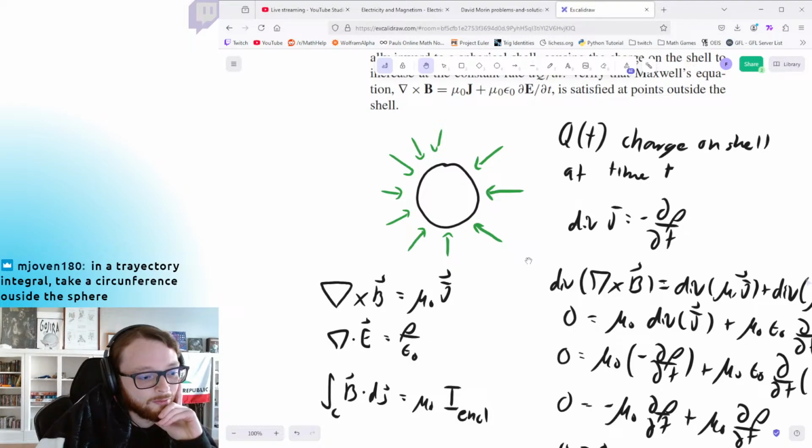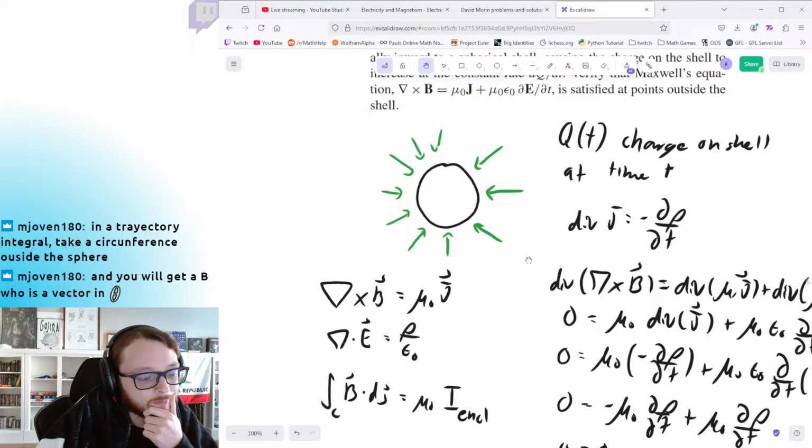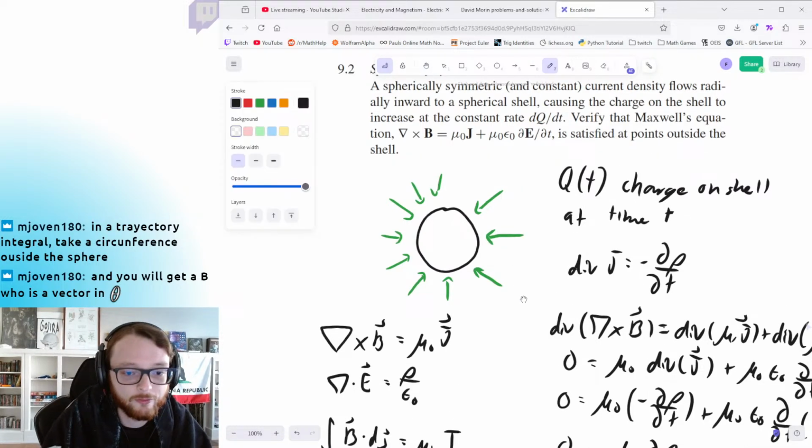Jovan is saying to take a circumference around the sphere, and you'll get a B which is a vector in theta. Okay. And that's going to be theta hat. So I think it.